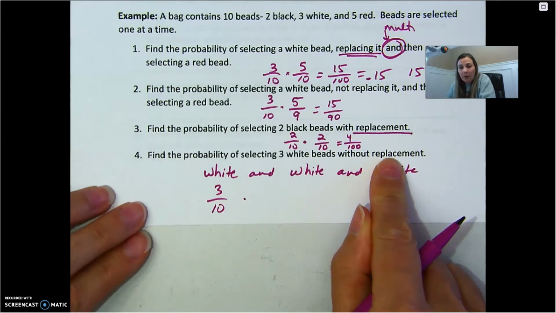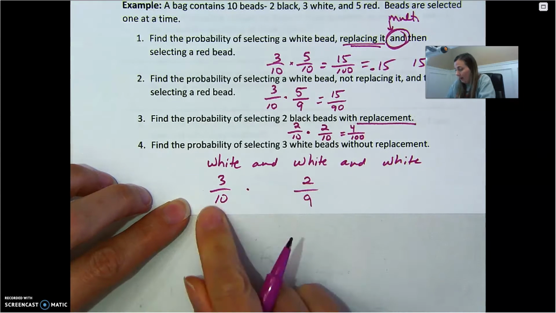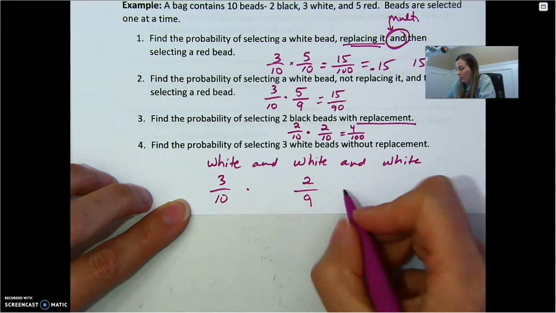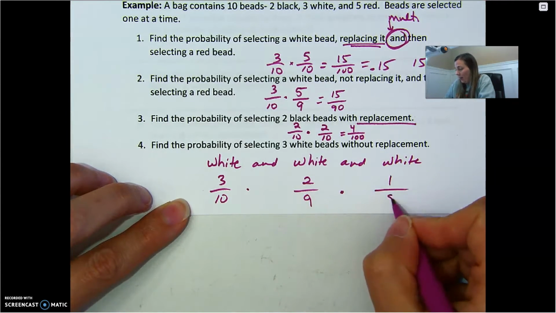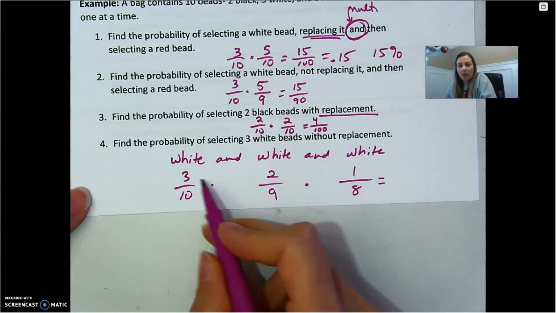We don't put it back, it's without replacement. So now we're down to 2 out of 9. And we don't put it back, so now we're down to 1 out of 8. All right, so we're taking 1 white bead out at a time. All right, so multiplication, you would go straight across.